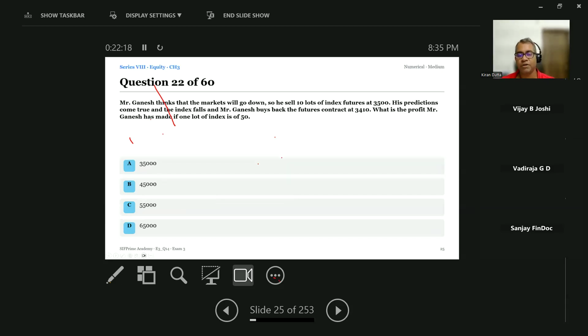Ganesh thinks the markets will go down. He will sell 10 lots of index futures at 3,500. Predictions come true, index falls. Ganesh buys back the futures at 3,410. What is the profit he is making if one index lot is 50?